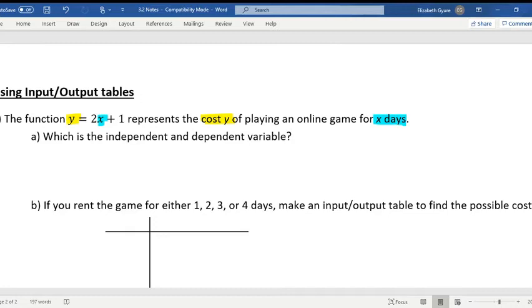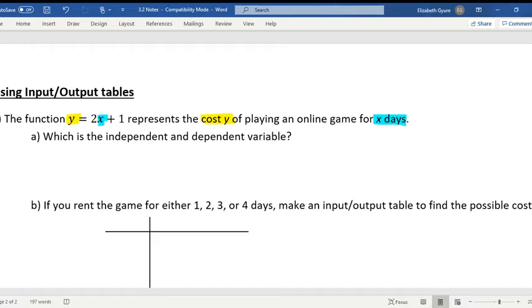Well, think about what you get to decide. If this is you, do you get to decide the number of days you play, or do you get to decide the cost? You get to decide the number of days you play this game. The more days you play the game, what's going to happen to the cost? It's going to go up, right? The less amount of time you play, the lower your cost will be. So do you think that independent would be days or cost?